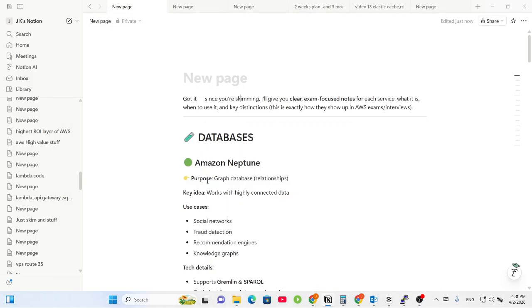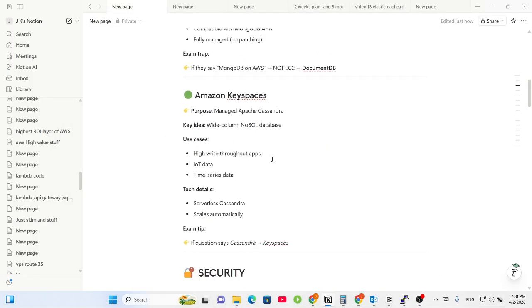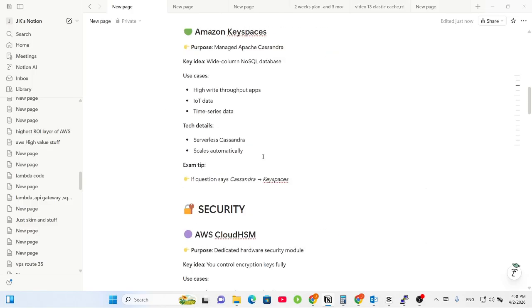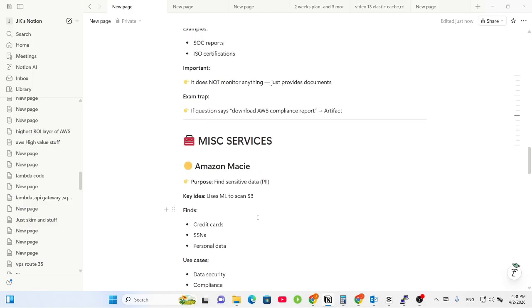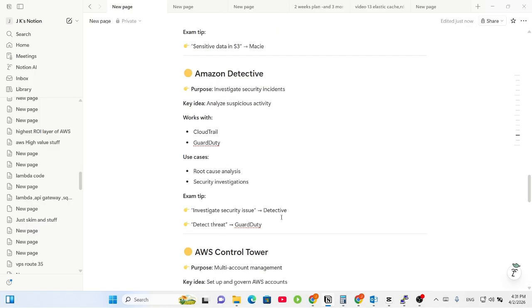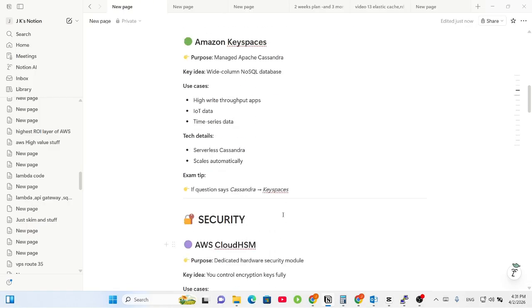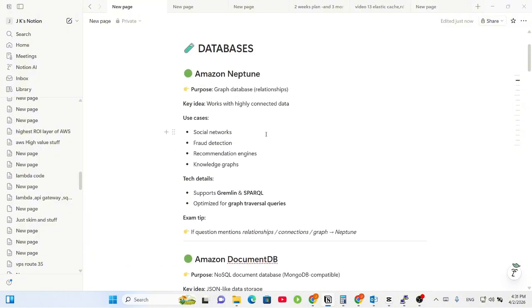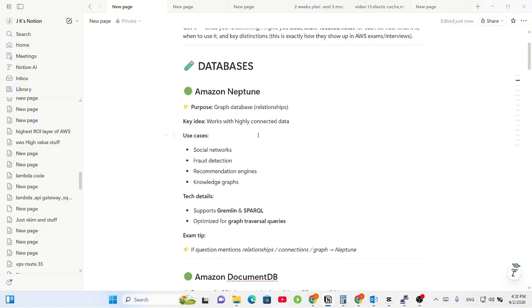Yeah, we're going to talk about those points. We're not going to practice them in lab because these are just points that we need to skim. We don't need to go through them deeply, just in case you get it in the exam or just for your own knowledge. Okay. So Amazon Neptune, the purpose is graph database, like relationships.